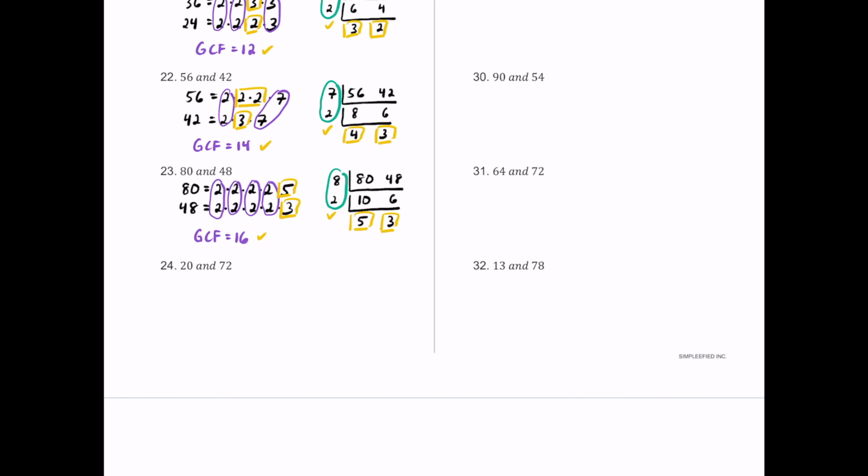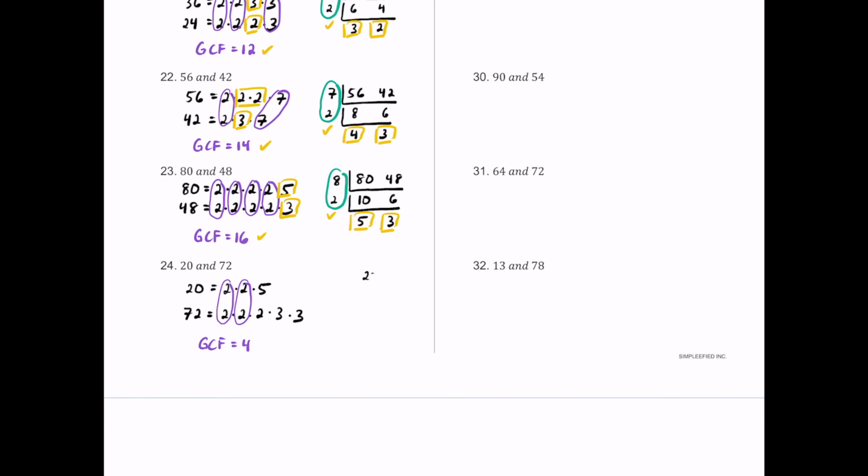For 24, we have the number 20 and 72. So 20 is equal to 2 times 2 times 5. And for 72, I believe that's going to be 2 times 2 times 2 times 3 times 3. Again, feel free to pause to check that if you need to, or to write it out. That's definitely something you want to be pretty good at. And then they have these 2 2's in common. I think that's it. 2 times 2 does get you 4, so the GCF here I think is 4.